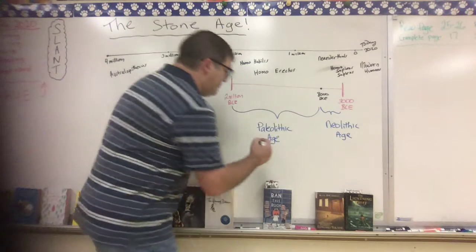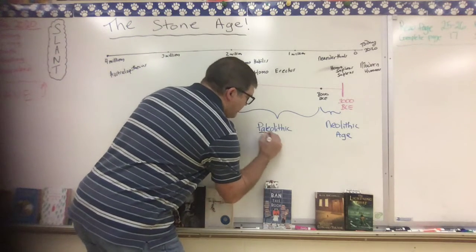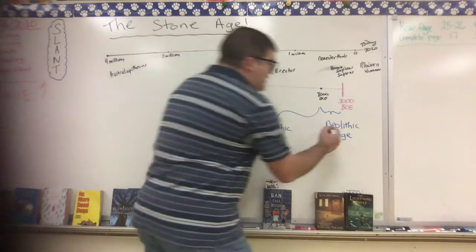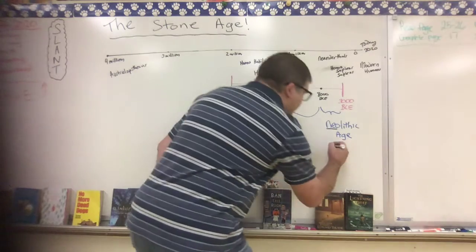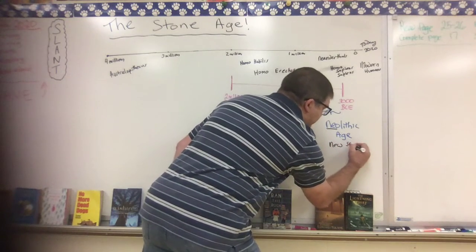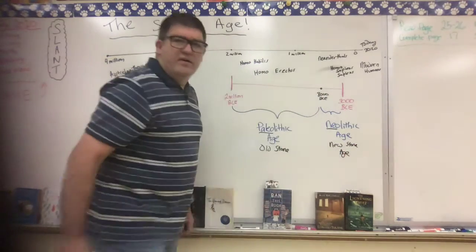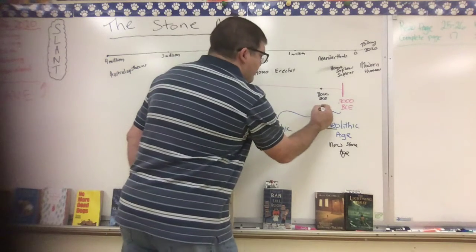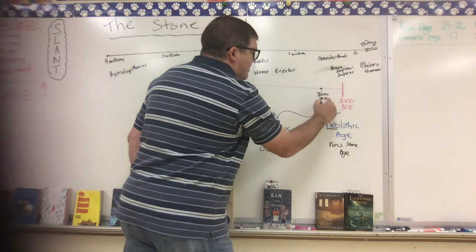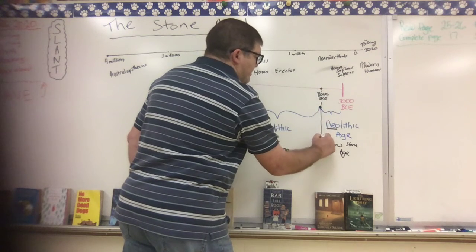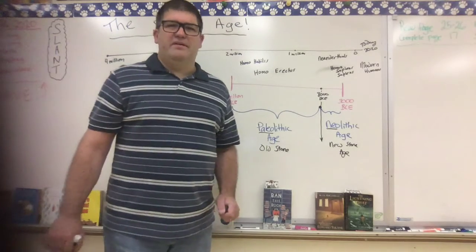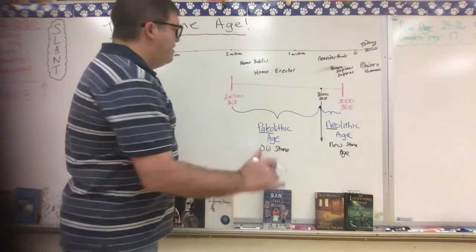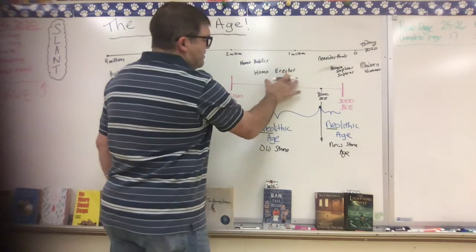Paleo means old or ancient. So we have the Old Stone Age, and Neo means new. So now we have this new Stone Age. All still the Stone Age, but something happens right here, about 8,000 BCE. Something very important, world-changing, life-changing, very critical.